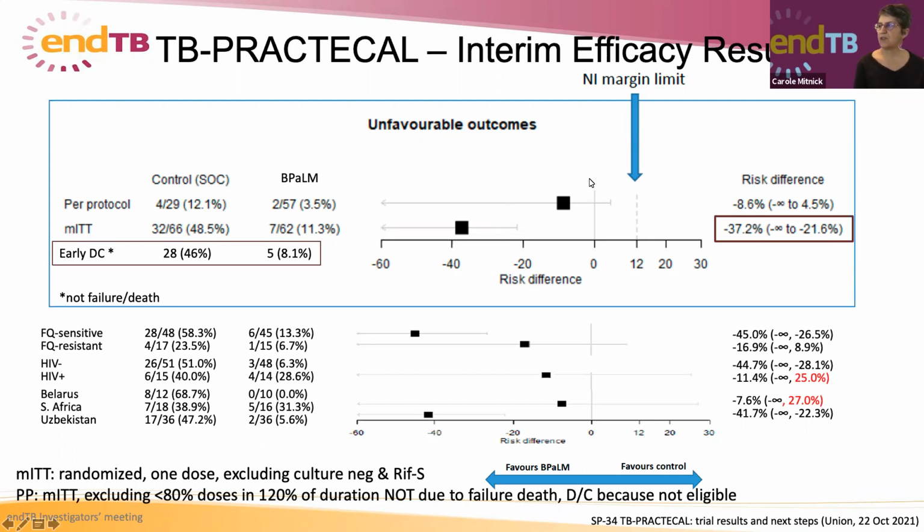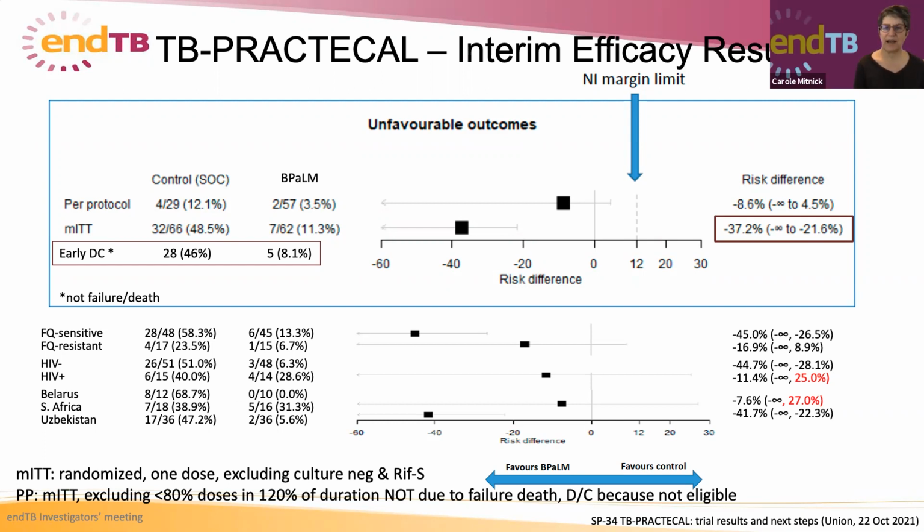And this figure shows that in both the per protocol and the MITT analysis, the BPALM regimen was non-inferior to the standard of care. This is the non-inferiority margin, and this bound of the confidence interval does not overlap with that margin. So that's how non-inferiority can be established. And even in the MITT analysis, superiority is established for the BPALM regimen.